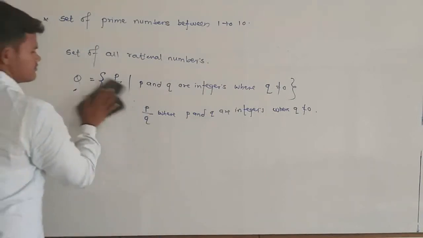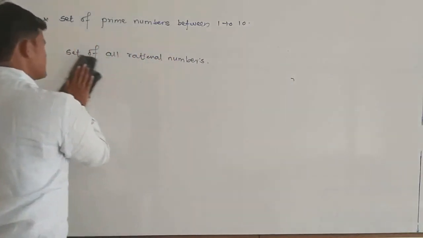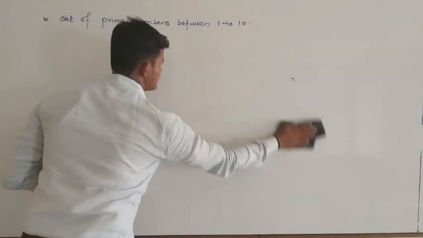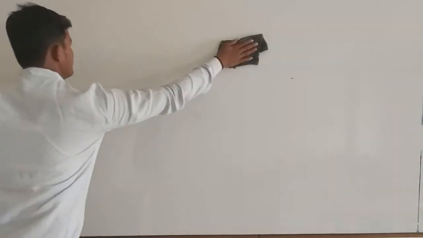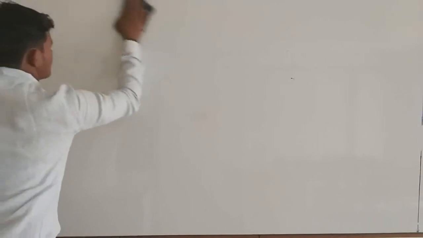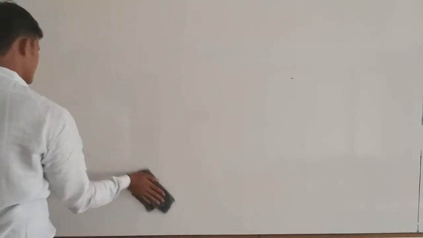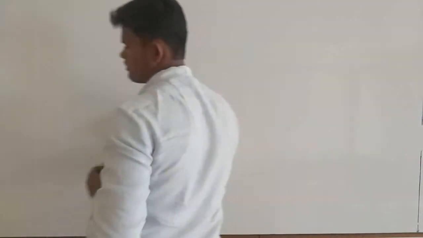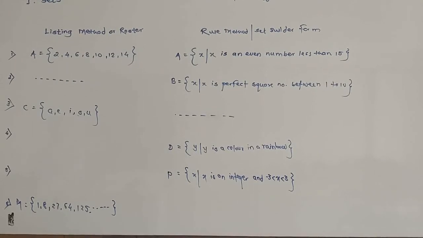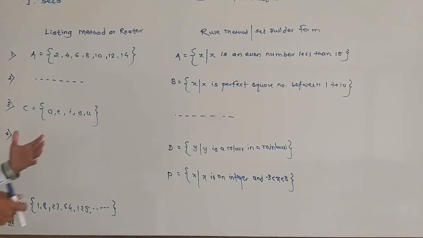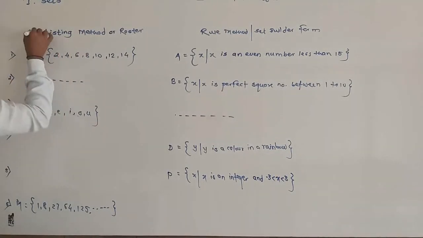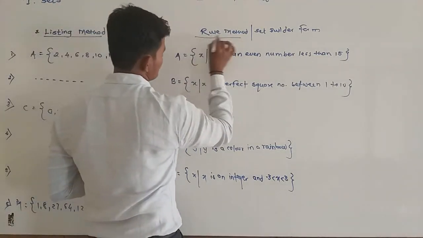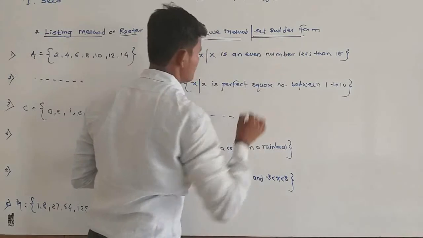In the textbook, they have given some activity based table. So let's solve it by using the listing method as well as the rule method. Then we clearly understand how to write a set by using the listing method or roster form, and how to write a set by using the rule method or set builder form.